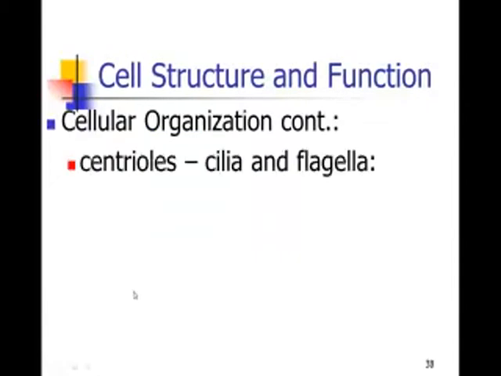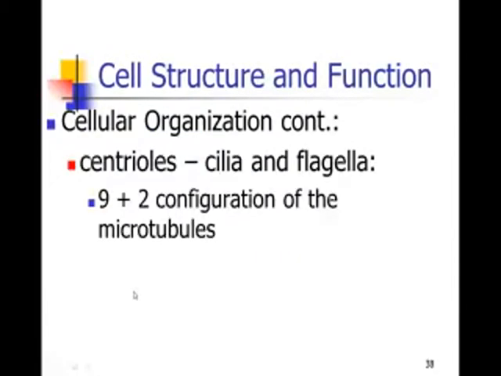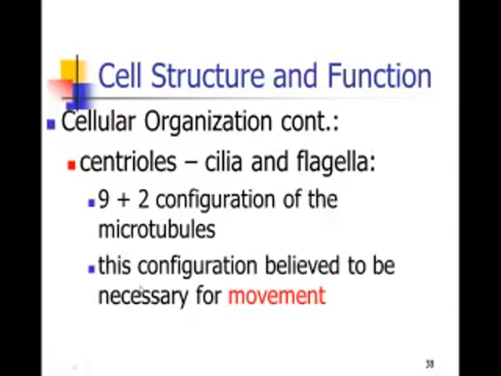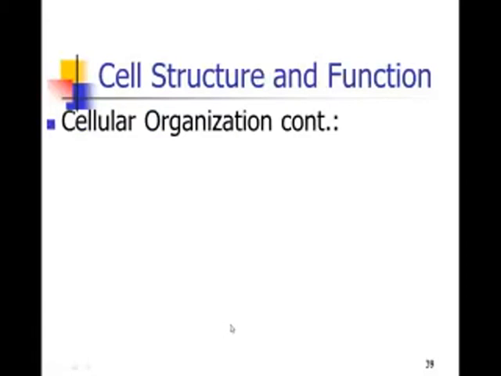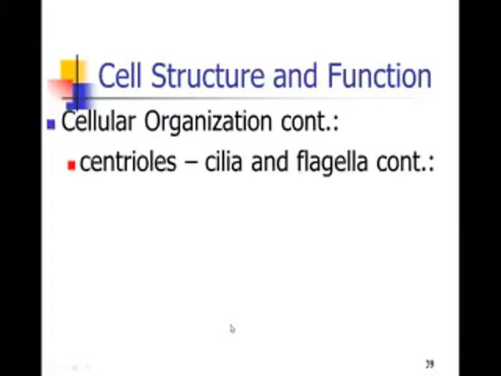In the cilia and the flagella, they have the 9 sets on the outside plus 2 in the middle, these microtubules. And this is associated with movement. This is the function. Centrioles are important for that. The exact way it works is not well understood.